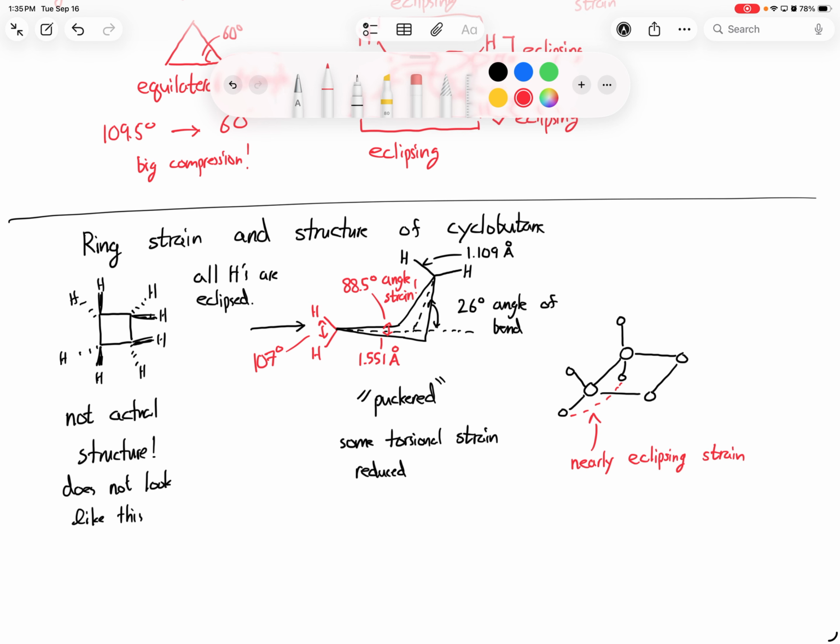All right, and then the other ones here, let's just draw like this, like so. I kind of want to draw like this to indicate that it's not eclipsing. So this one is also nearly eclipsing strain, but not quite, okay? All right, so that's cyclobutane. Are there any questions about that form? Okay. So cyclobutanes are actually prevalent in nature.